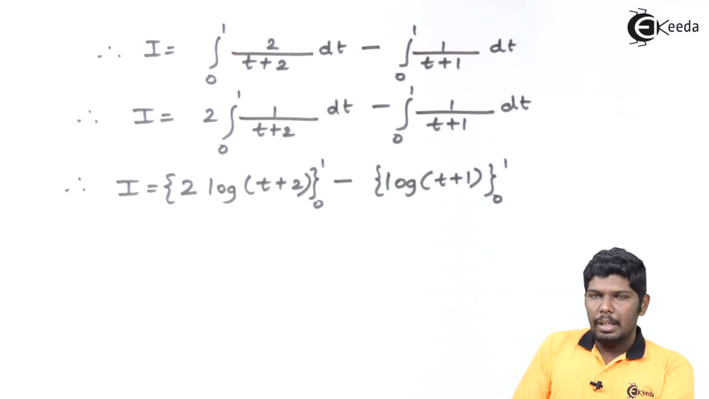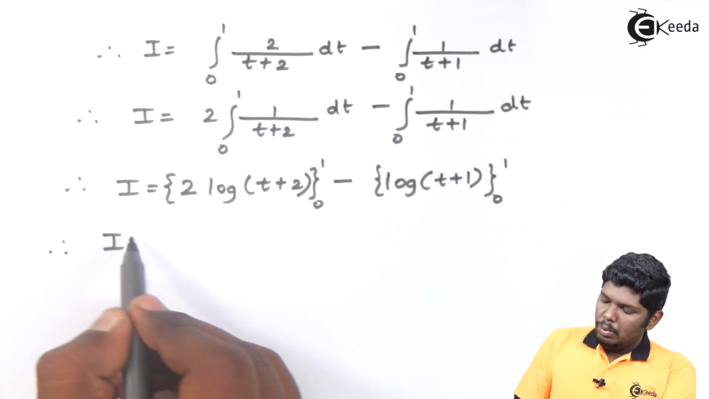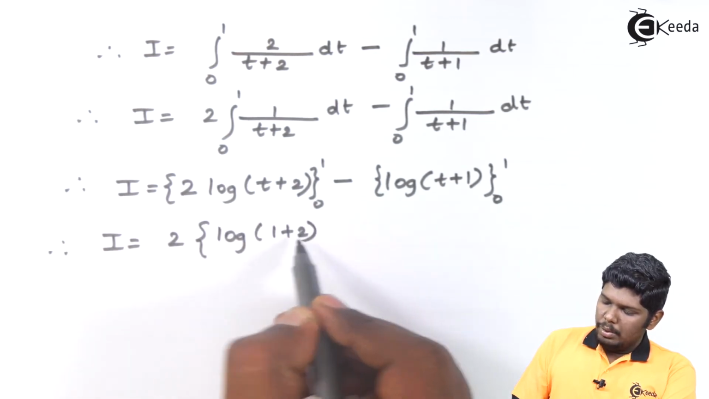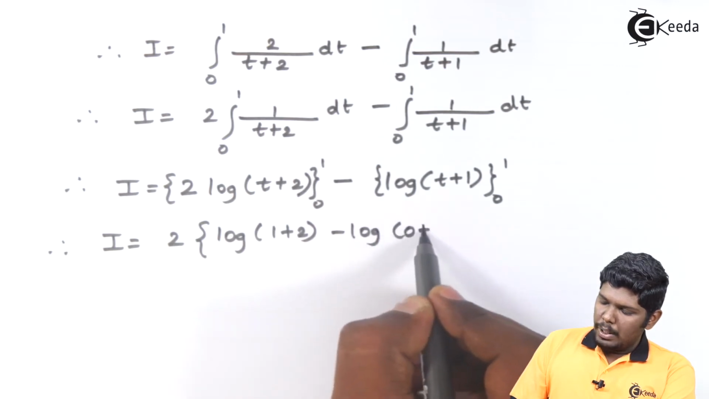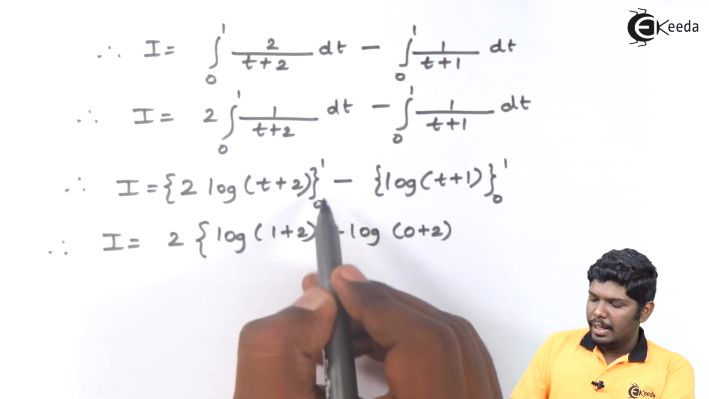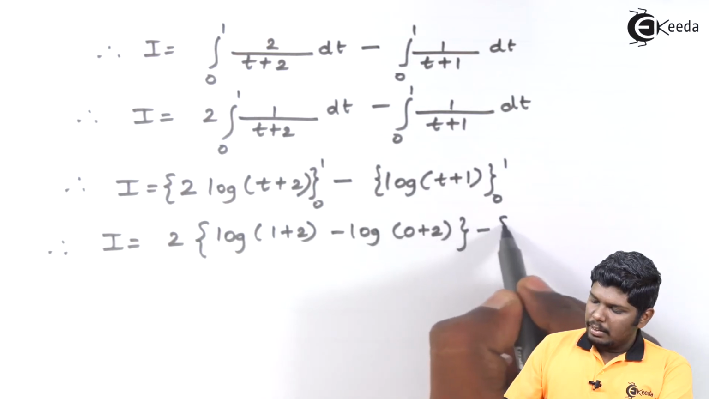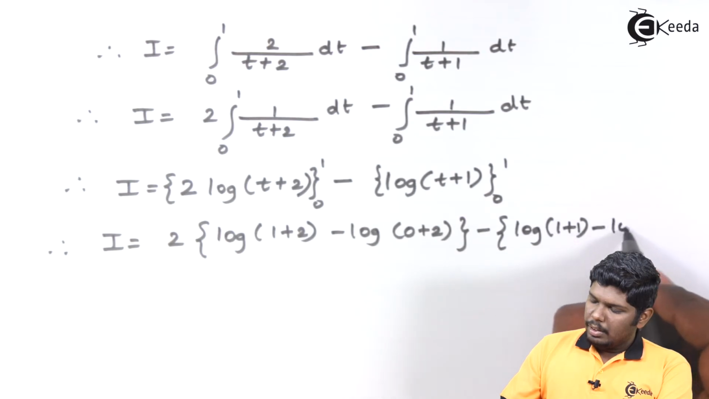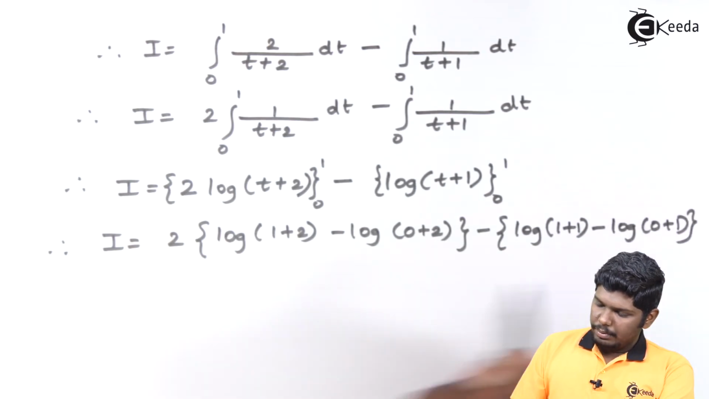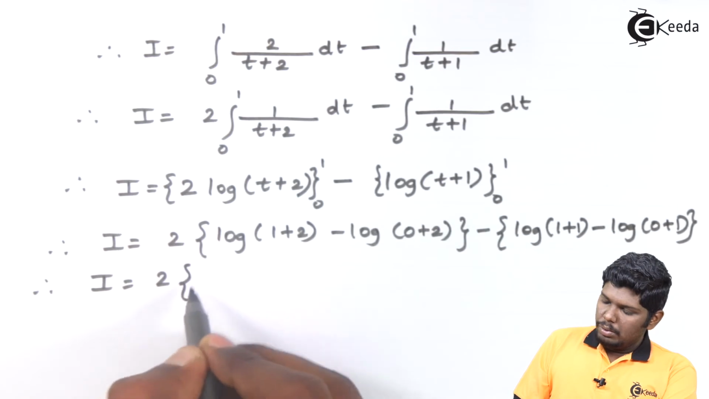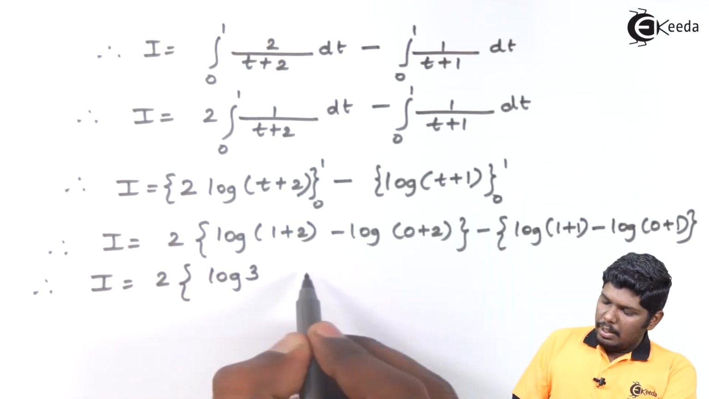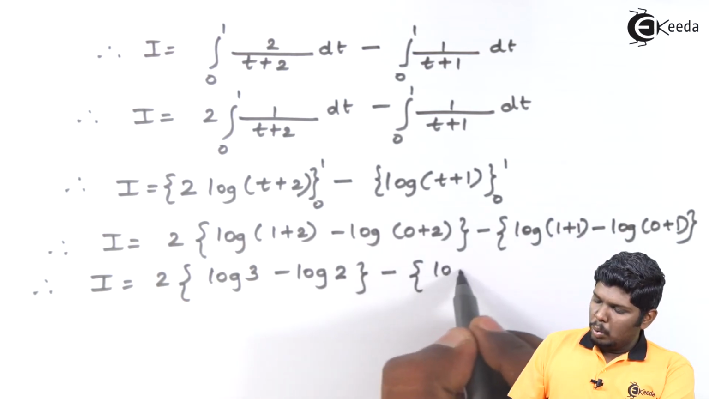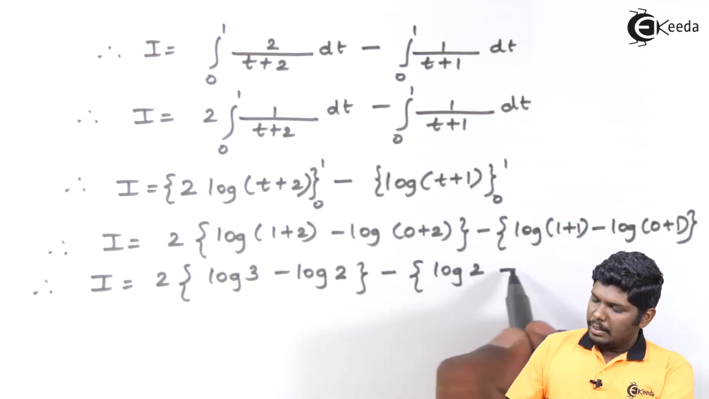Now let us substitute these limits. This will give you 2 times log of 1 plus 2 minus log of 0 plus 2. Just substitute t as 1 and 0. Minus log of 1 plus 1 minus log of 0 plus 1. This will give you 2 times log 3 minus log 2, followed by minus, we have log 2 minus log 1.